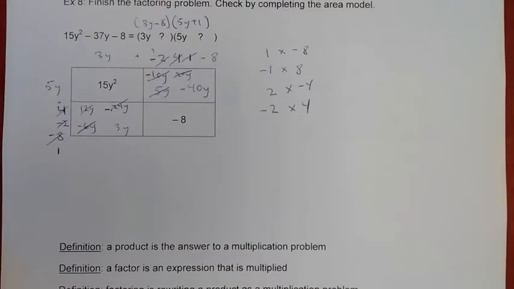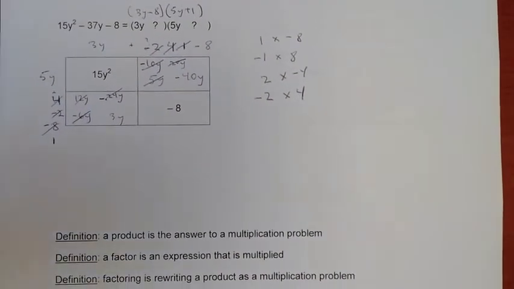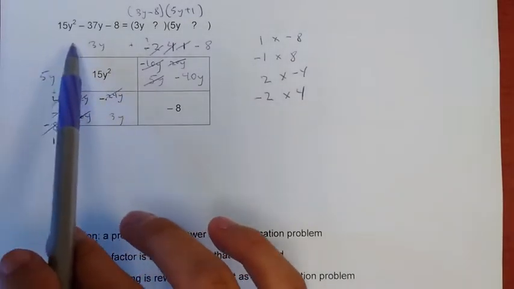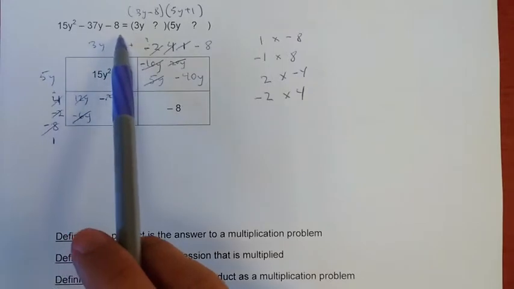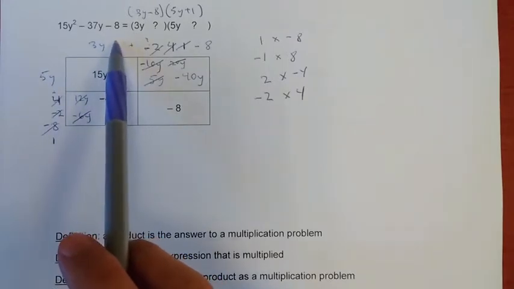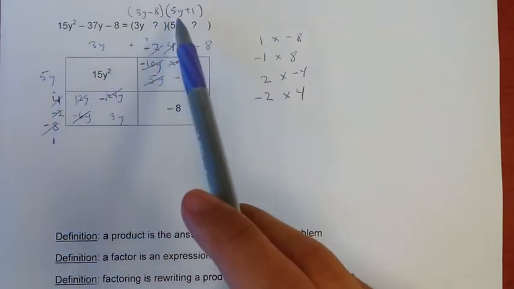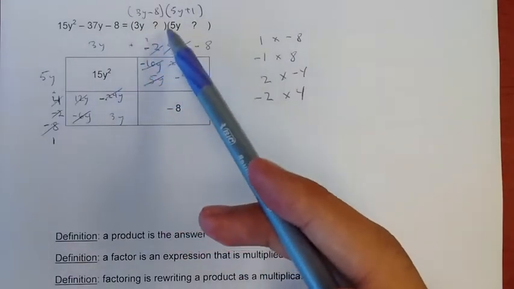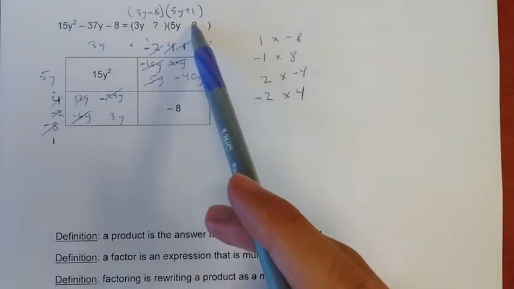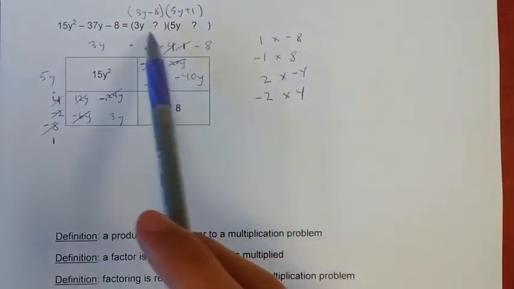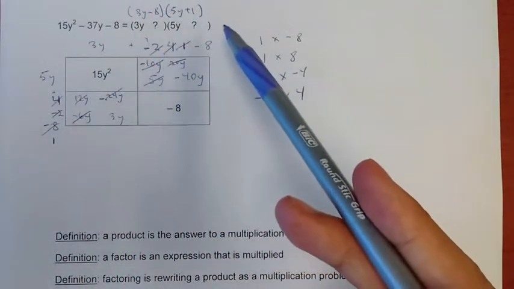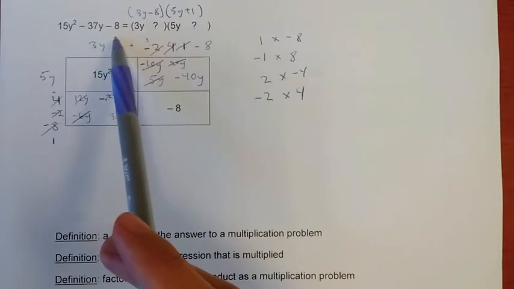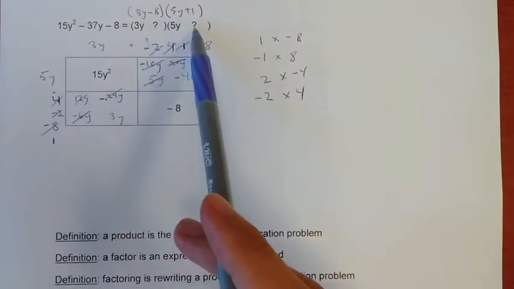And if we reference the previous problem, in this line, 15y squared minus 37y minus 8 would be the product, and 3y minus 8 would be a factor, and 5y plus 1 would also be a factor. And this entire line or problem would be considered a factoring problem because we are rewriting the product as a multiplication of two or more factors.